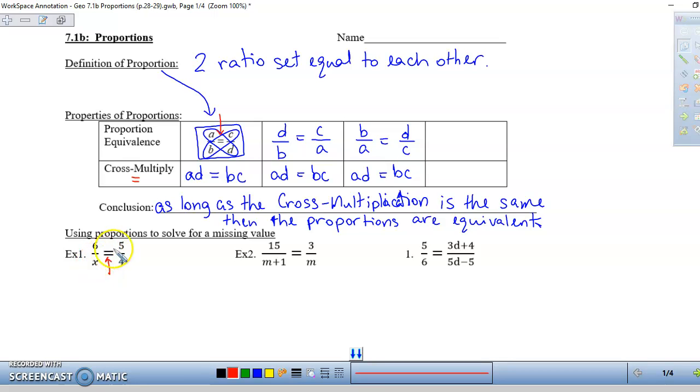So I can do x times 5. And if it does help you to draw or circle these like this, please do that. But I get 5 times x, so that's 5x. And then 6 times 4, which is 24.